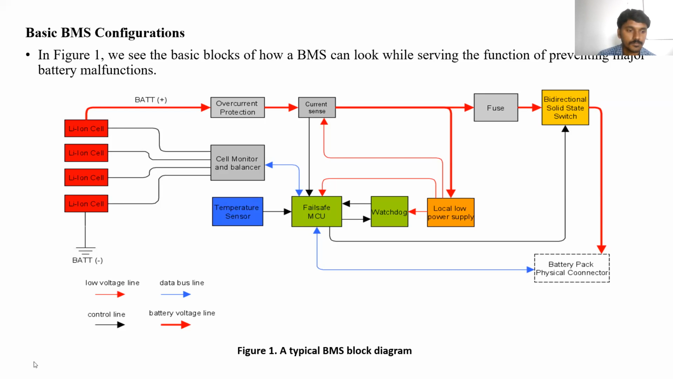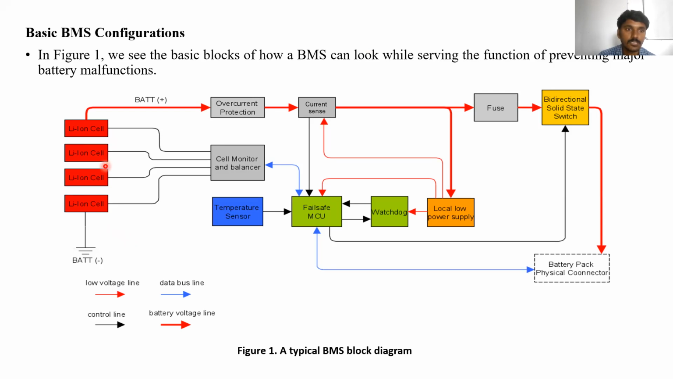Clear? All these cells are connected in series. The battery management system will monitor the voltage of each cell, because if one cell has high voltage and another has low voltage, and one cell shares high current and another shares low current, then what will happen? The cell sharing the high current during discharge will discharge very fast, and the cell sharing the low current will discharge very slowly.